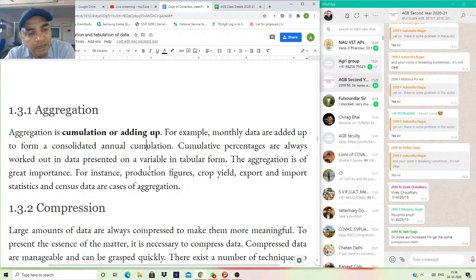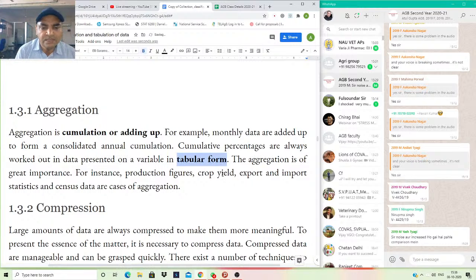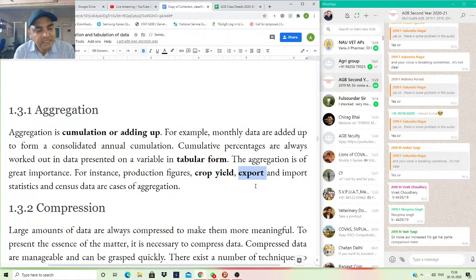So we can tell that on a daily basis this much is the production, on a monthly basis this much is the production, and on an annual basis this much is the production. Generally, when the data is aggregated, it is represented in tabular form, in the form of percentages or some other values. This aggregation is very important, let it be crop yield, export values or milk yield values, or other values in statistics and census data. They are cumulated or added up to represent the data so that you can extract the information from there.